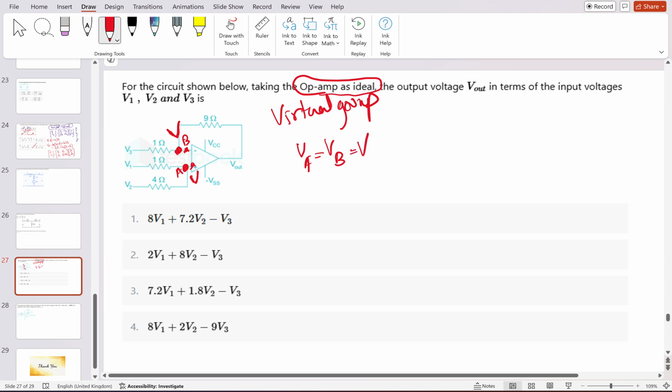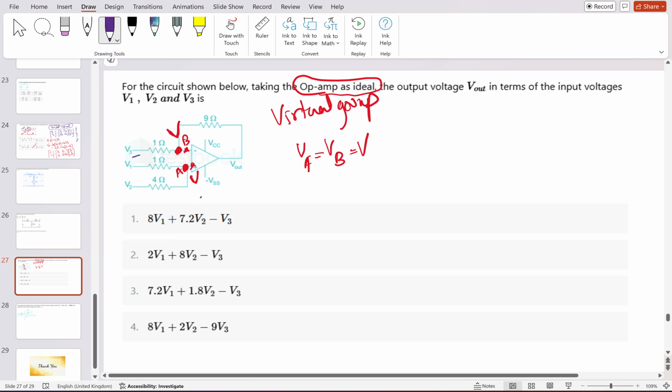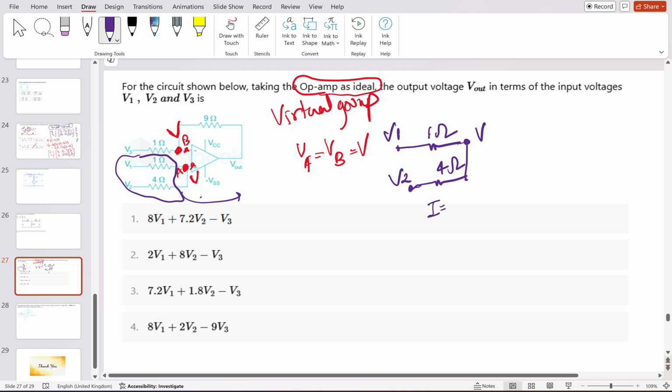Okay. Apply the KVL. Suppose I am considering one loop here. This is the one loop. It will simply look like this. So this is V1, this is 1 ohm, and this is the 4 ohm, and this is V2, and this is V. Okay. So what current will flow? Current will simply be equal to V1 minus V2 divided by 5.